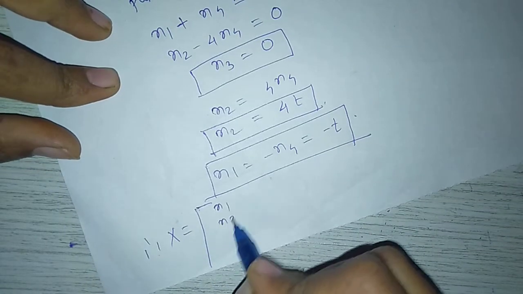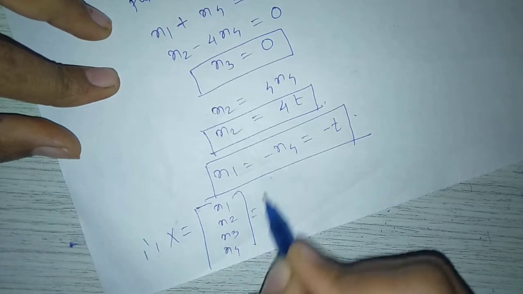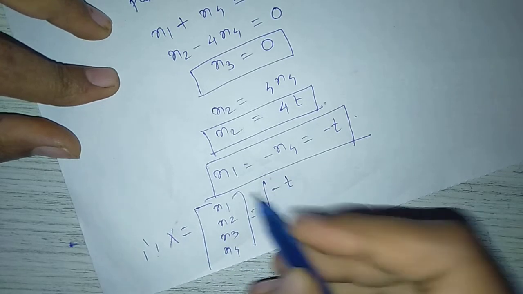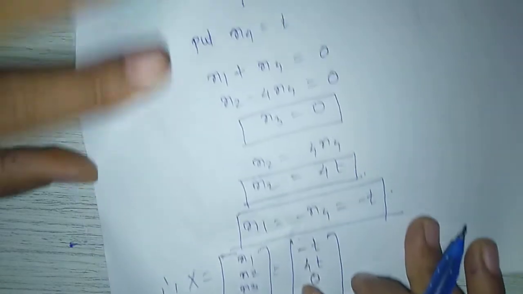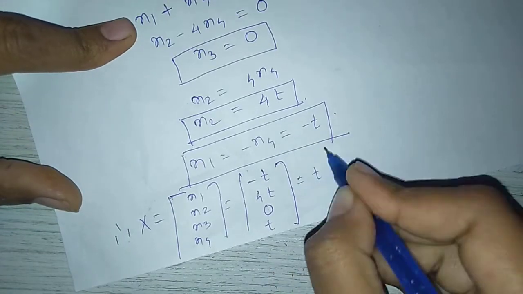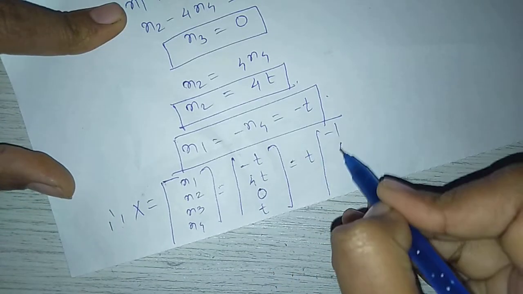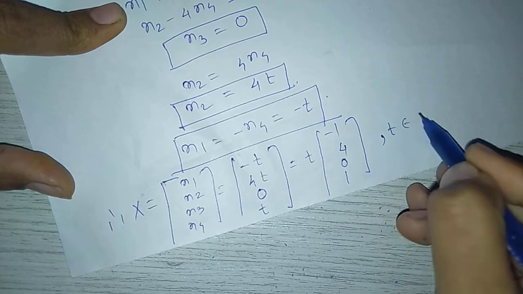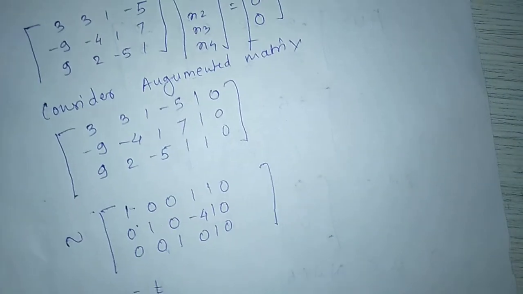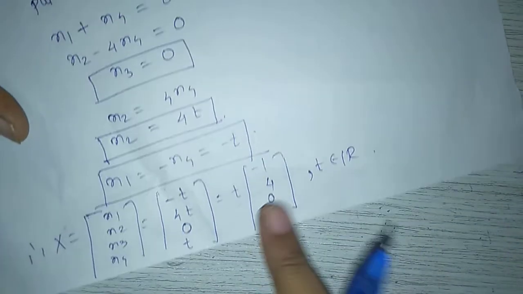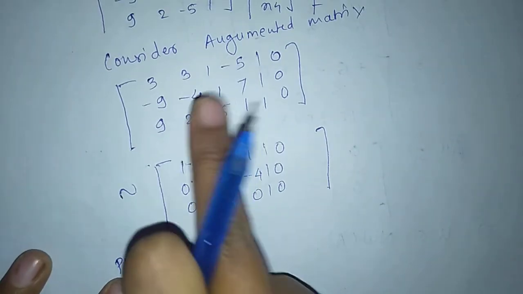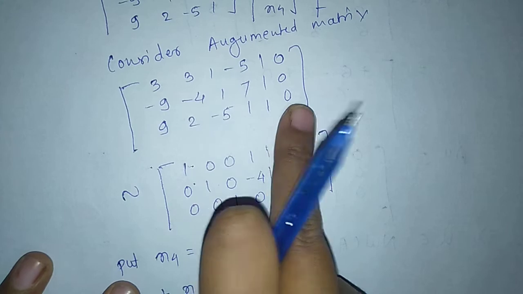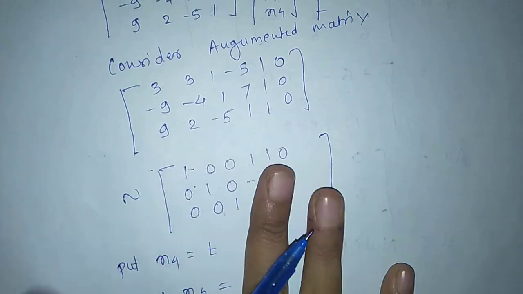Therefore capital X equal to (x1, x2, x3, x4) equal to (-t, 4t, 0, t). Taking t common, we get t times (-1, 4, 0, 1), t belongs to R. And this is the required null space of A. And to reduce the augmented matrix in reduced row echelon form, this is your exercise.